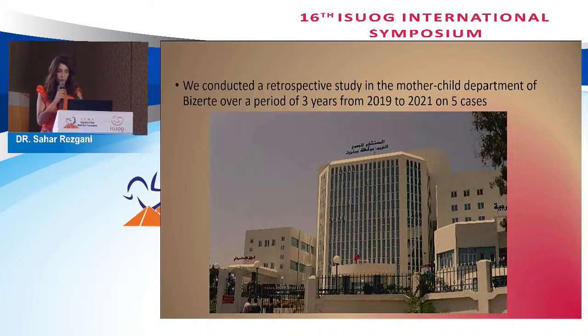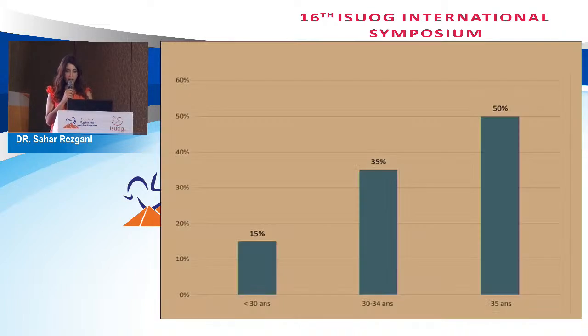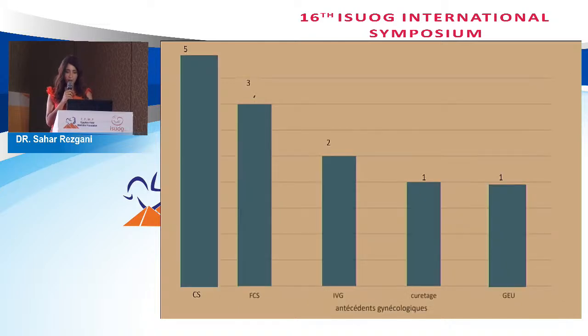For our study, we conducted a retrospective study in the mother-child department of Bizerte over a period of 3 years, from 2019 to 2021, on 5 cases. The age of our patients is between 29 and 40 years old, with the majority more than 35 years old. All of them had already had a cesarean section. All the patients had at least 1 early abortion, 3 miscarriages, 2 voluntary terminations of pregnancy, 1 curettage, 1 ectopic pregnancy. None of our patients had a history of myomectomy.